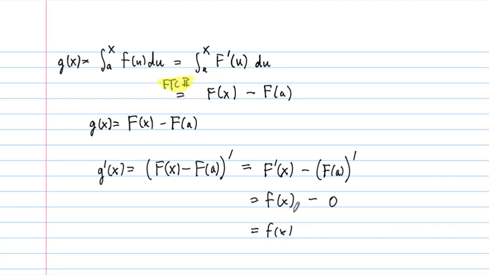All right, and so then, just like that, we've got g prime of x equals little f of x. And our conclusion then is that, yes, indeed, this function right here, g of x, this is an antiderivative of little f.